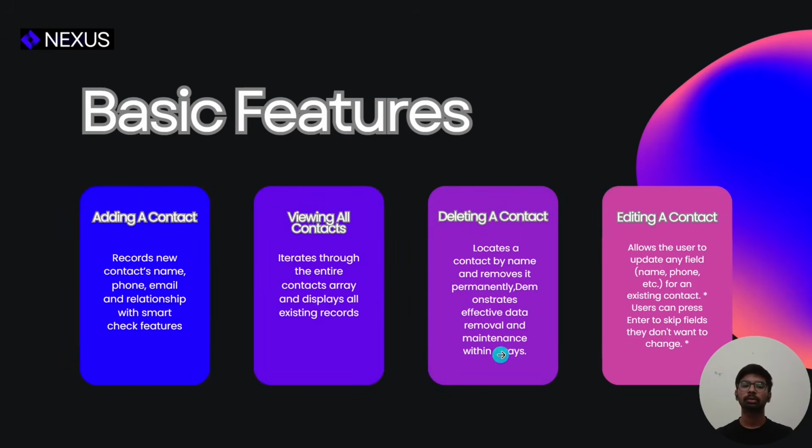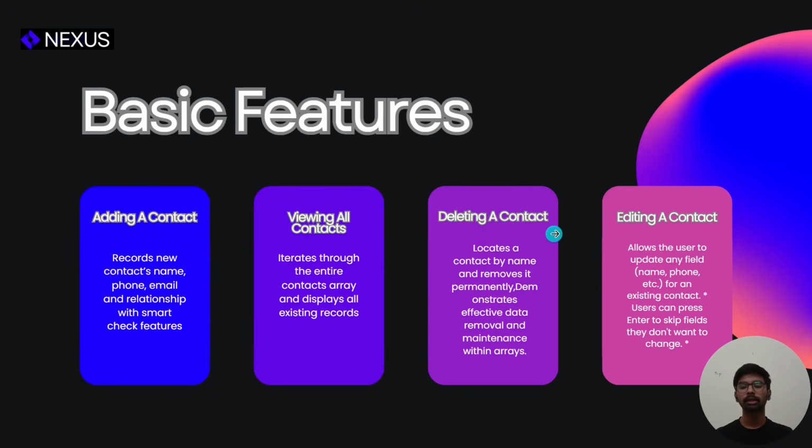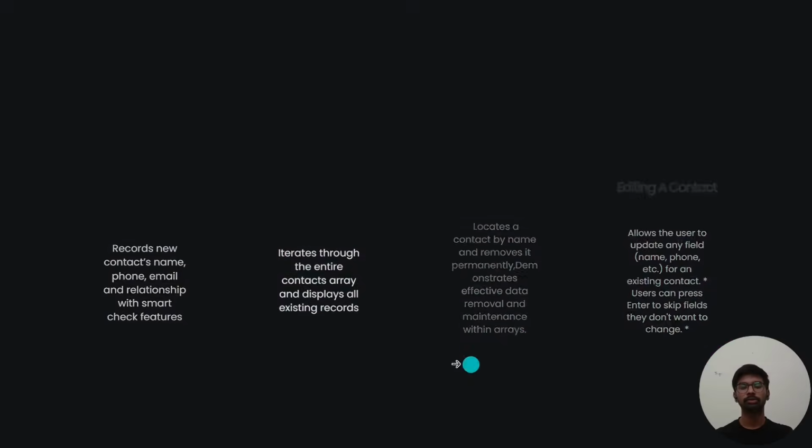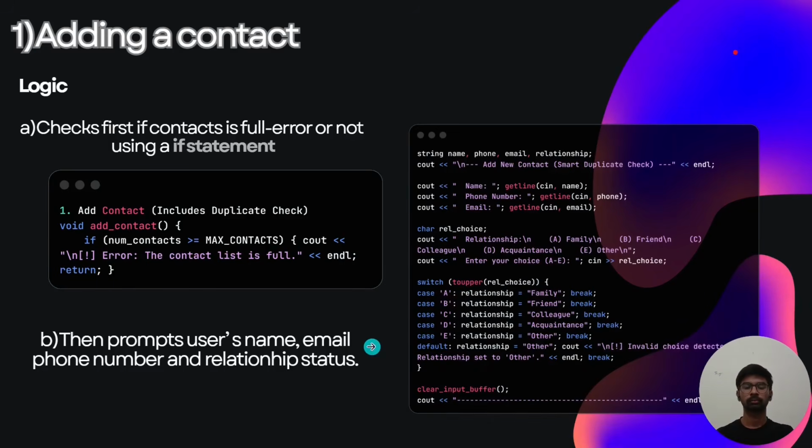Here's our roadmap for understanding basic features. First, we will learn the logic and then I'll execute the code in front of you. We will begin with adding a contact, viewing a contact, deleting a contact, and at the end of basic features, editing a contact. So let us see the first feature, adding a contact. Let us see the logic of adding a contact.